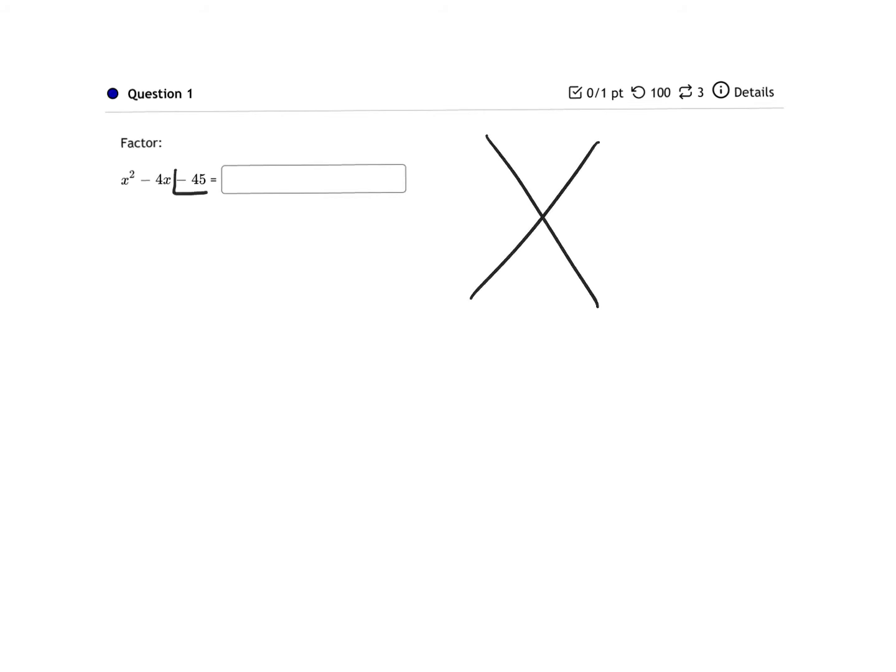So that means I'm going to take this number here and this number here and multiply them together, and that goes on top, so that will give me negative 45x squared. Then this number goes on bottom, that's negative 4x. What I want to do now is find two numbers that will multiply to give me negative 45x squared and add to give me negative 4x.